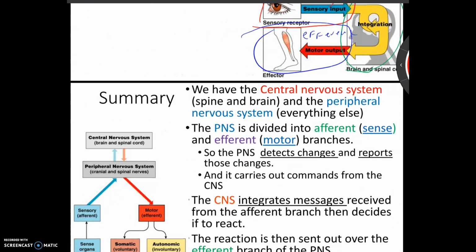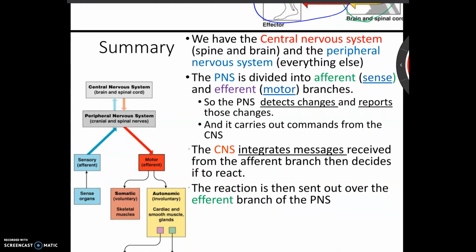So in summary, we have the central nervous system, the brain and spine, and the peripheral nervous system, which is divided into afferent, which is sensing, and efferent, which is sending messages to muscles and glands. So the peripheral nervous system has an afferent division and efferent division. We'll learn later it has autonomic and somatic subdivisions. So what happens? You sense something. It goes to the central nervous system to integrate, and it sends its reaction onto the peripheral nervous system.